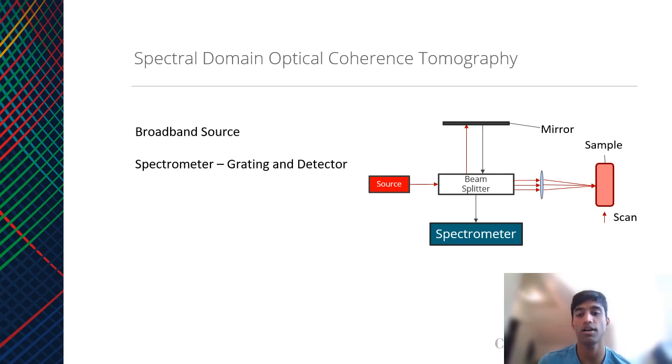These wavelengths are focused using a lens like here onto a point on the sample. Different wavelengths reflect at different depths in the sample, are sent back to the beam splitter, interfered with the reference arm, and via a diffraction grating in the spectrometer are separated and then detected. Now this provides the depth information of a single point on the sample, and the sample can be scanned in 2D laterally to provide a 3D scan.